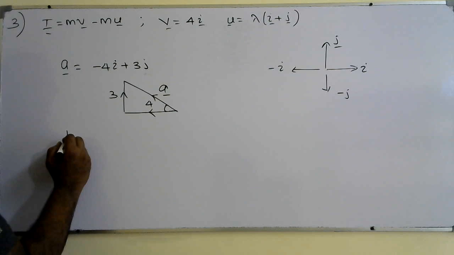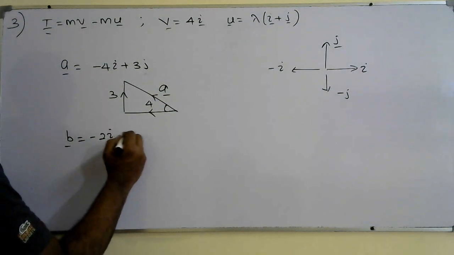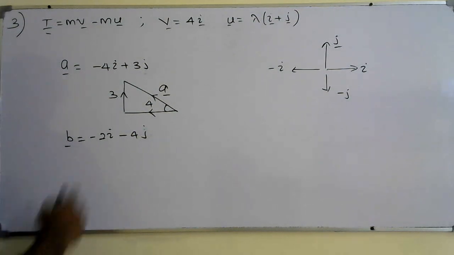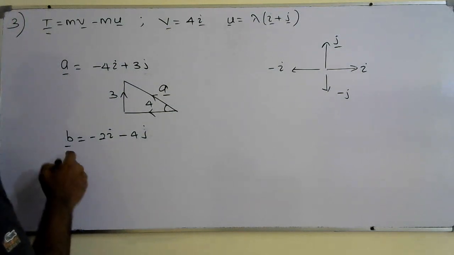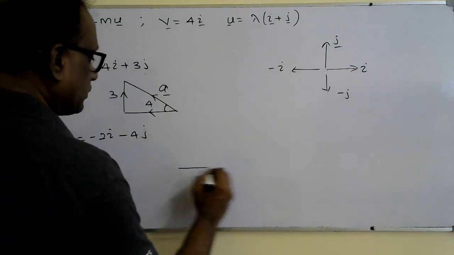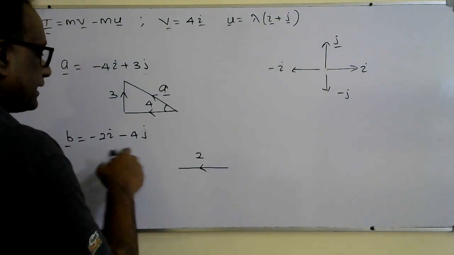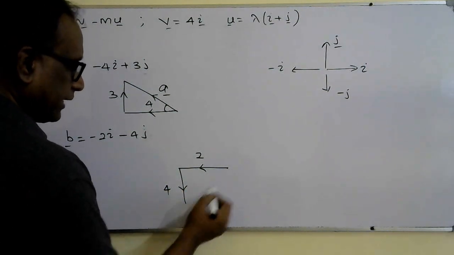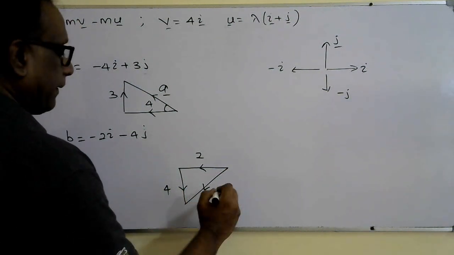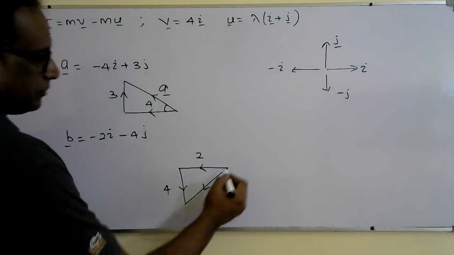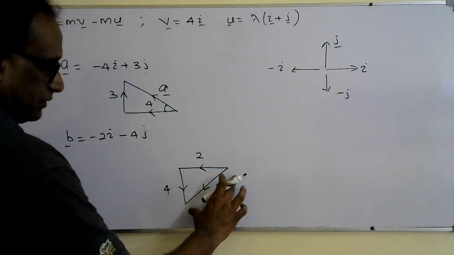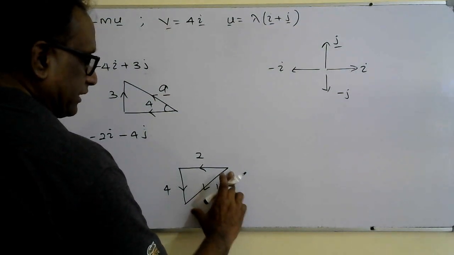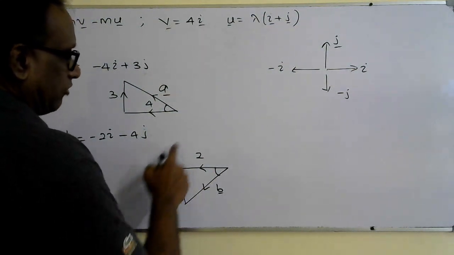Or if they give vector B is equal to minus 2i minus 4j, how to show that? Minus 2i is towards the left 2 units, minus 4j is downwards 4 units. If you connect the most initial point and the final point, that will be the vector B. If you draw according to scale, just measure it. Or if you are just sketching, use the Pythagoras theorem to find the magnitude of the vector B. The angle you can find by using tan inverse 4 by 2.